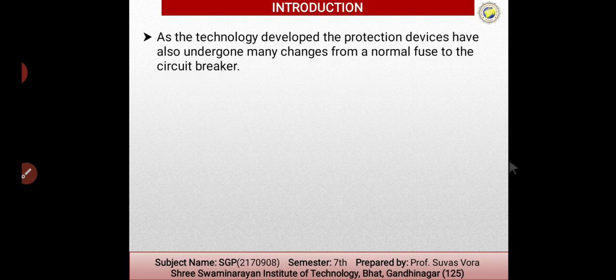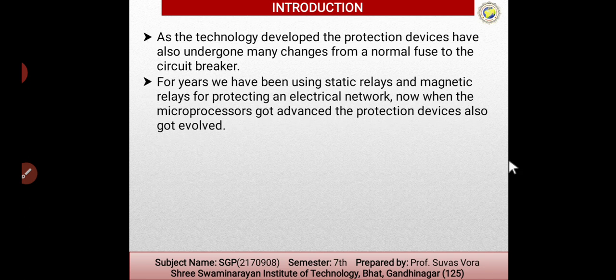As we know, technology has developed and protection devices have also upgraded with many changes. For example, here we can explain one example: fuse to circuit breaker. हम जानते हैं कि फ्यूज़ से लेके सर्किट ब्रेकर तक अलग अलग प्रोटेक्शन सिस्टम में चेंज हुई है, टेक्नोलॉजीज़ में चेंज हुई है. So for years we have been using the static relay and magnetic relay for protecting the electrical network. Now when the microprocessor advanced, the protection devices also evolved.